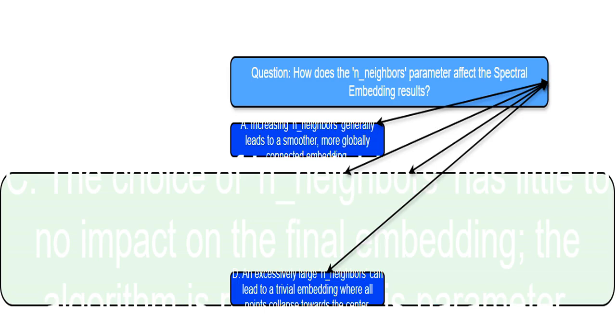This statement is wrong. I've just explained how this parameter drastically impacts the graph structure and therefore the resulting embedding, right? This parameter is crucial and the results are very sensitive to it.